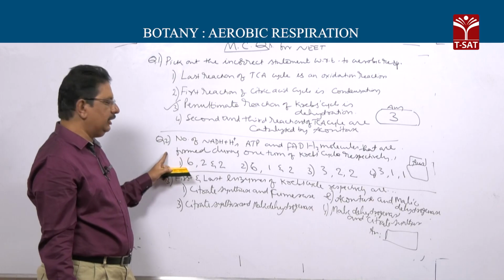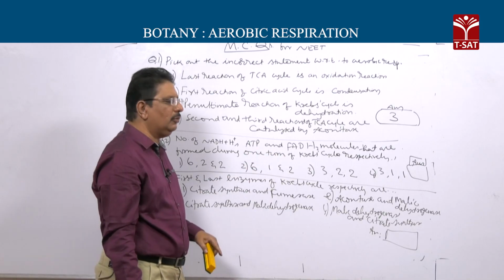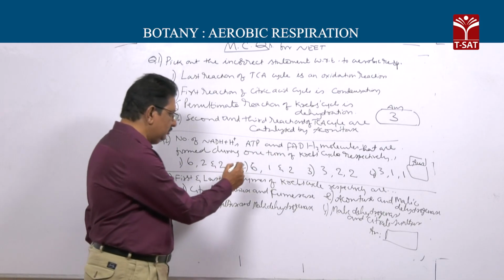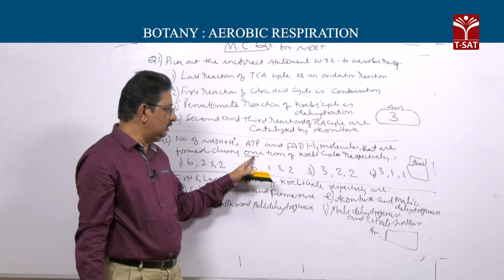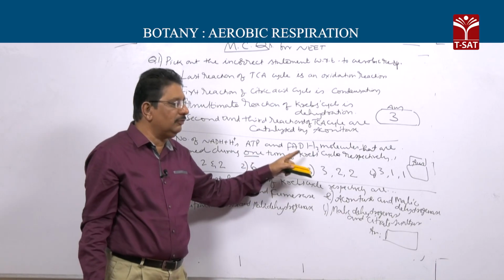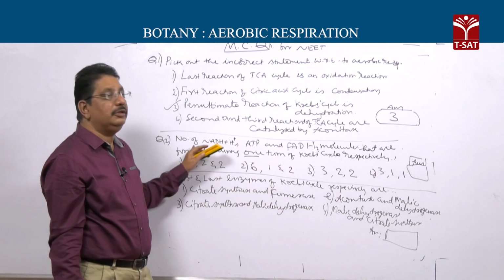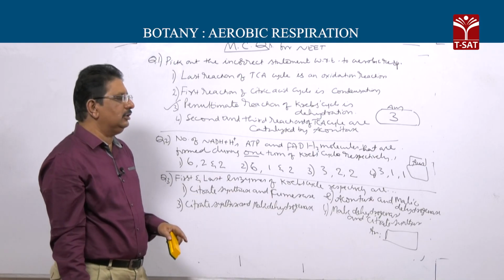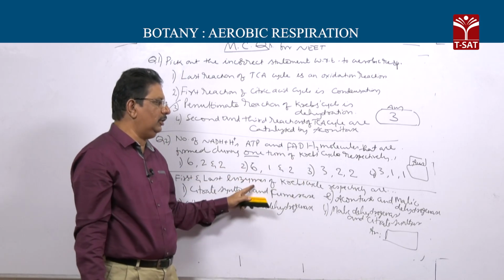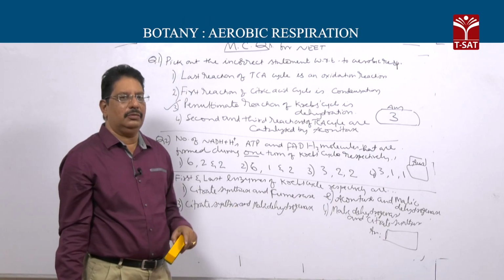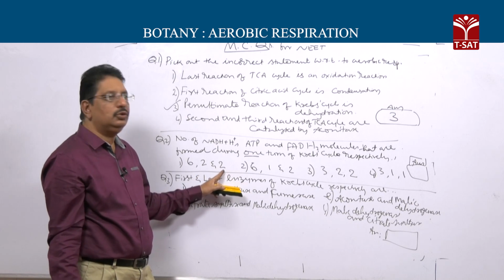Okay. See the second one: the number of NADH plus H pluses, ATP and FADH2 molecules that are formed during one turn of the Krebs cycle, respectively. So, here you must concentrate on turn, the number of turns of the Krebs cycle. If it is given one turn, that means one molecule of acetyl coenzyme A is participated. So, recall the cycle. During one turn of the Krebs cycle, how many NADHs, how many FADH2s and how many ATPs are formed. So, given 6 NADH2s, 2 ATPs and 2 FADH2s.